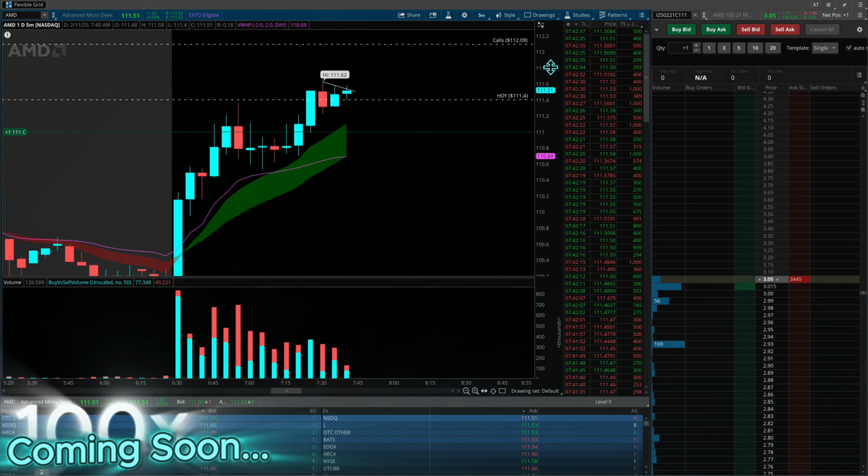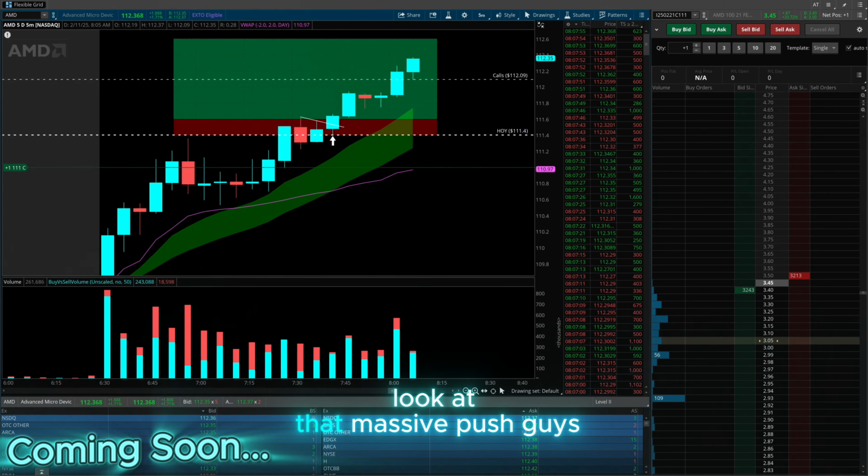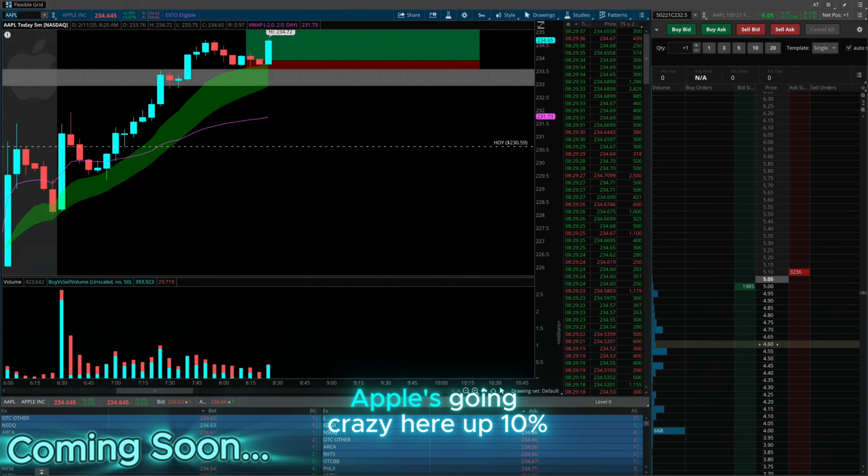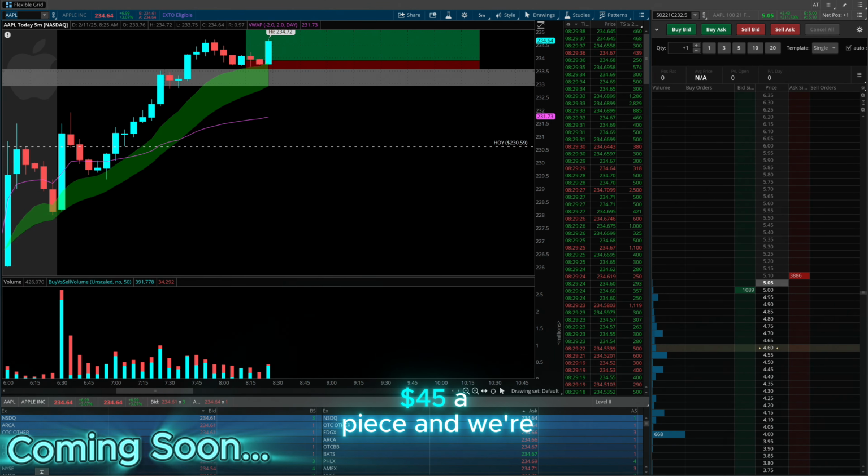All right, so we are entering. Look at that massive push, guys. We might just take Apple instead. Apple's going crazy here, up 10%, $45 a piece.